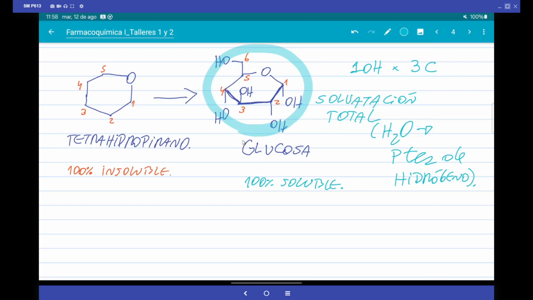And on the other hand, if something is very lipophilic, it does not happen either. It is retained in the membranes. Something so lipophilic sticks and adheres to the membrane without managing to pass through it.